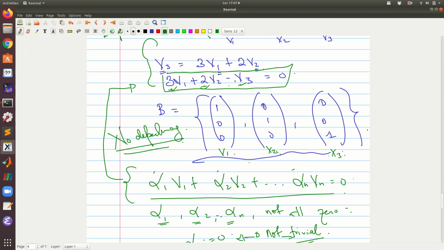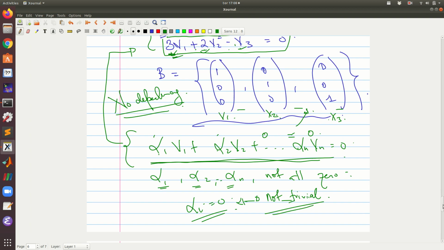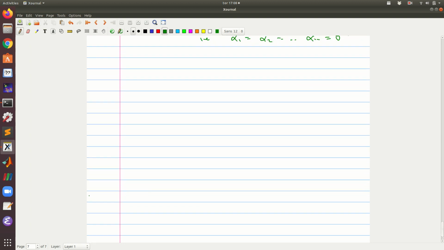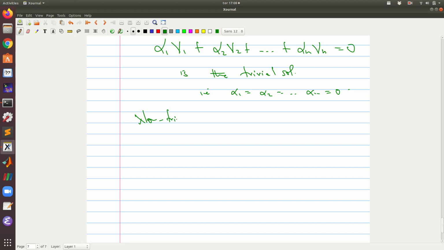For the case where we have no dependence, if we try to solve this equation, we cannot find non-zero alphas. They will all be 0 actually. The only solution that we are going to have is 0, so we end up with 0 equals 0. But if there is some kind of dependence, then we should be able to get some other solution apart from the trivial solution. So whenever there is a non-trivial solution, i.e. not all the alphas are zero, we say that the set is linearly dependent.